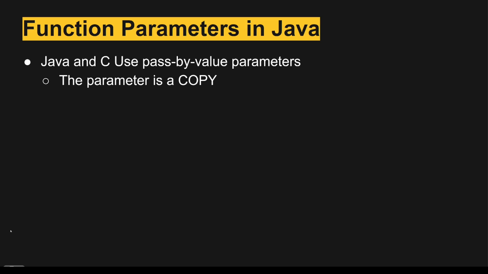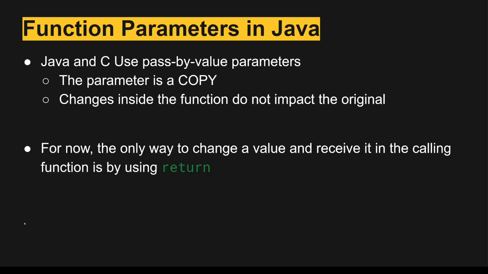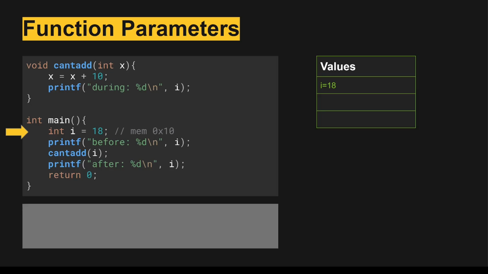Both Java and C pass parameters to functions in the same way, meaning that when a parameter is passed in, it is a copy of the value in that parameter, and it will not change the original variable that is being passed in. So as a result, any changes in the function do not impact the variable that was passed in. For now, the only way we'll be able to change a value inside a function is by returning that value back out and setting it back to the value that was passed in. So let's look at how this works in memory.